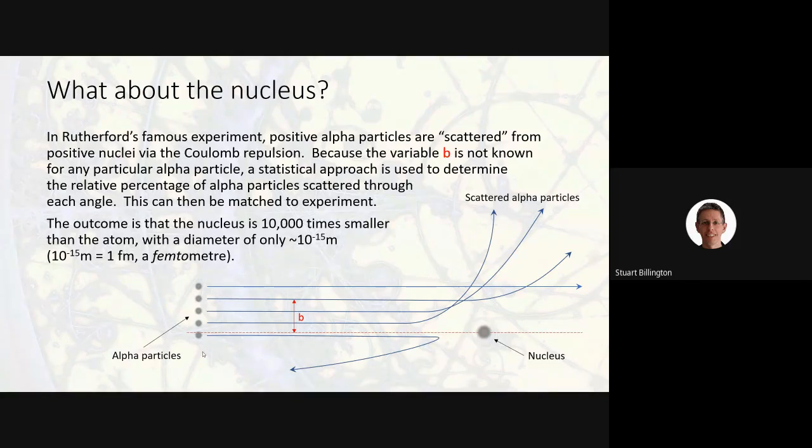nucleus. So you end up with a set of statistical probabilities that depend on the size of the nucleus. And then you do the experiment and you record what the percentages are that scatter through 10 degrees and 20 degrees and 30 degrees. And then you try to match your observed set of percentages to the model's predicted set of percentages.